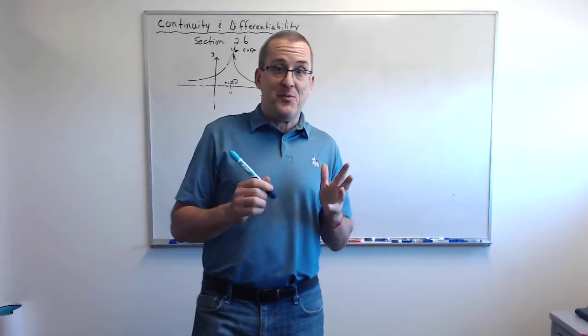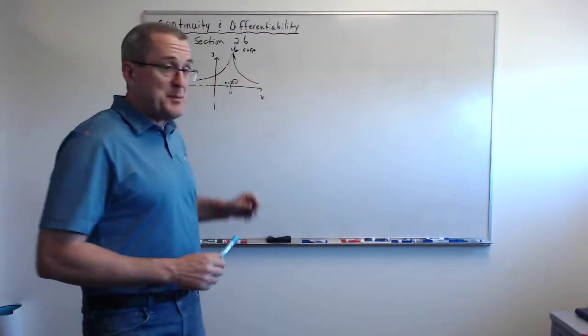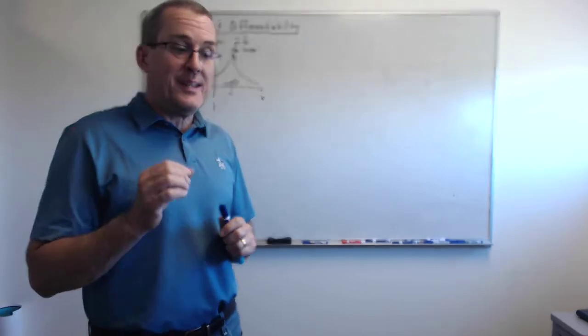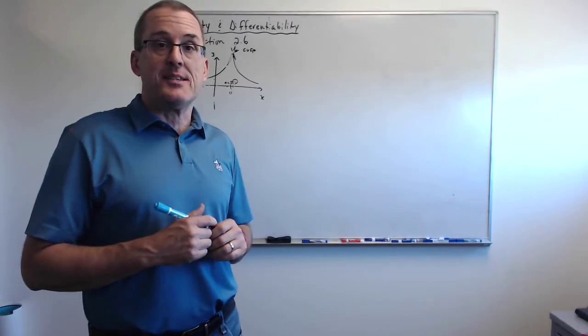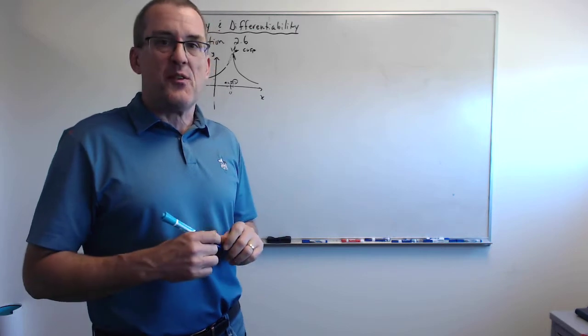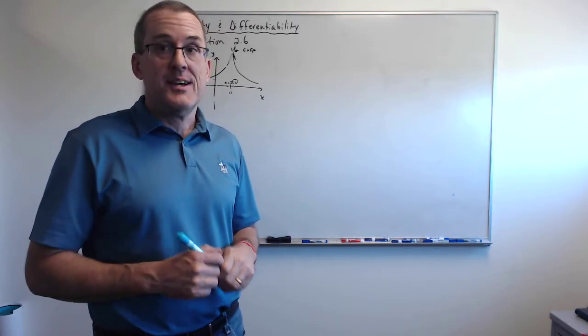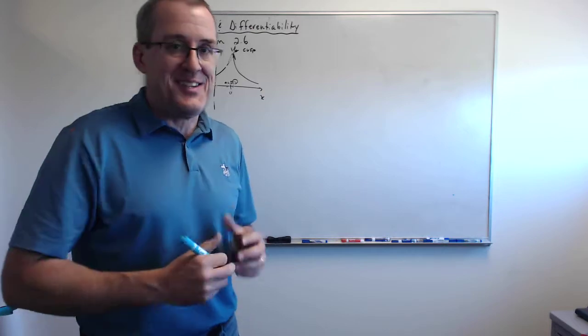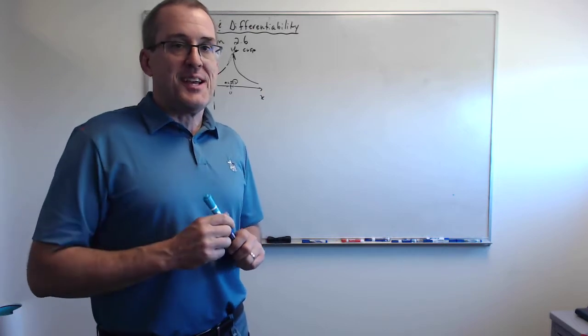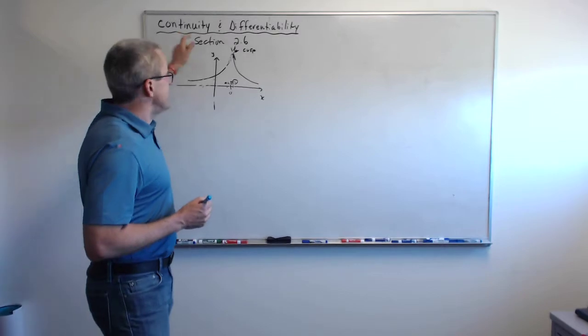All right, this is part 2. So the cusp or sharp point is not the only time in calculus that we can see issues with differentiability. Again, that is the ability to take the derivative, to find the slope of the curve, to find the instantaneous rate of change. There's a second issue at play, and that has to do with continuity.